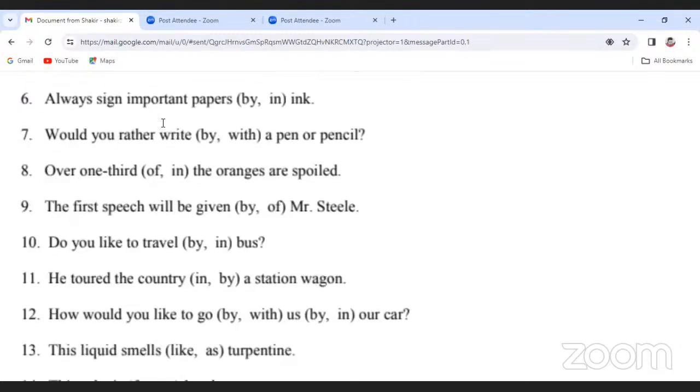We move to number 7. Would you rather write dash a pen or pencil? With a pen or pencil. Everyone, please give it a try. Number 7. Yes, with is the correct answer. Would you rather write with a pen or pencil?